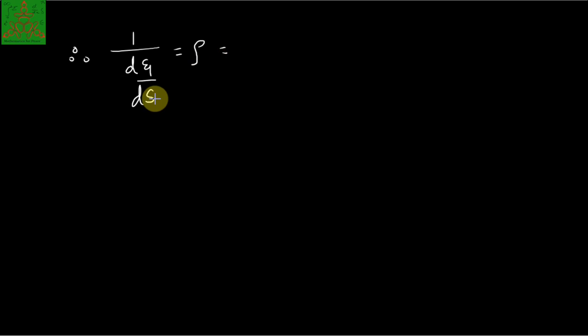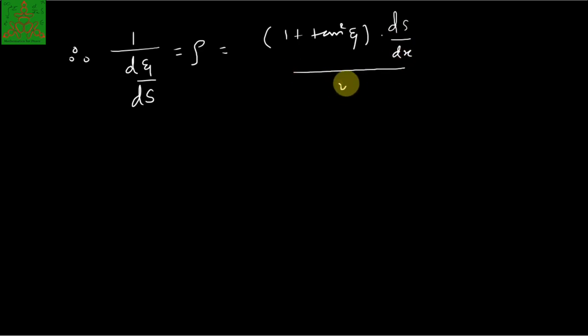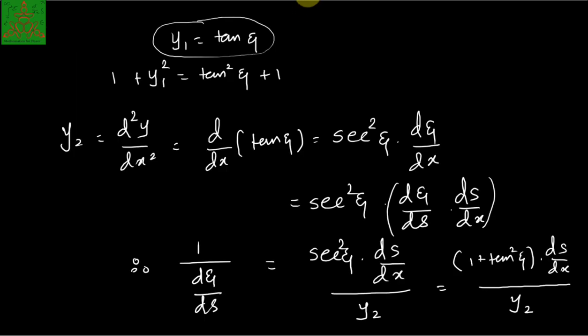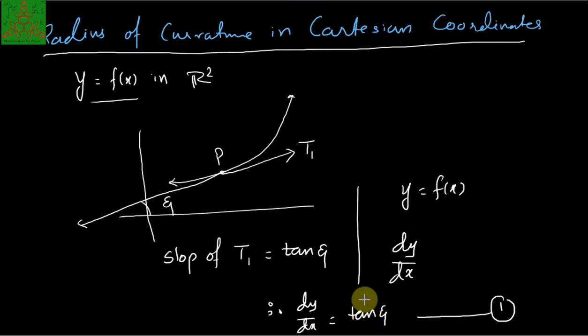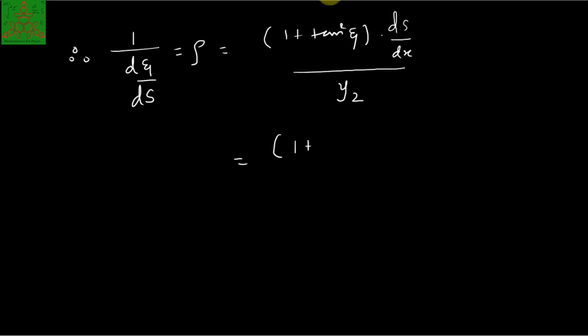is equal to 1 plus tan square xi into ds by dx upon y2. That we have calculated previously. And using equation 1, tan xi is nothing but dy by dx, which is y1. That's why this is 1 plus y1 square, ds by dx upon y2, you will have.